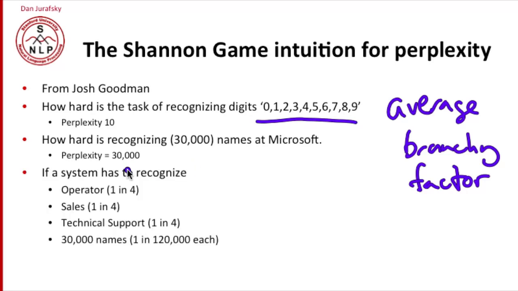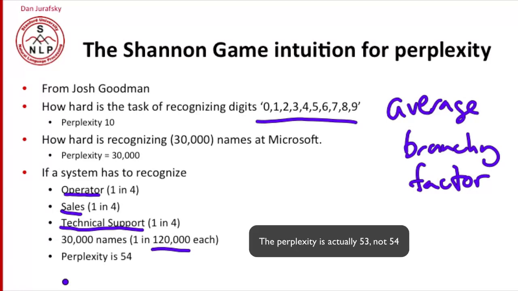But suppose a system, let's say again, an automatic phone operator, has to recognize the word operator, and that occurs a quarter of the time. The word sales occurs a quarter of the time. Or the word technical support occurs a quarter of the time. And then with 1 over 120,000 times each, another 30,000 names occur. So now we have to take the weighted average of all these possibilities of what could occur to compute, on average, how likely is any one word to occur. And now the perplexity is 54. So the perplexity, again, is the weighted equivalent branching factor.